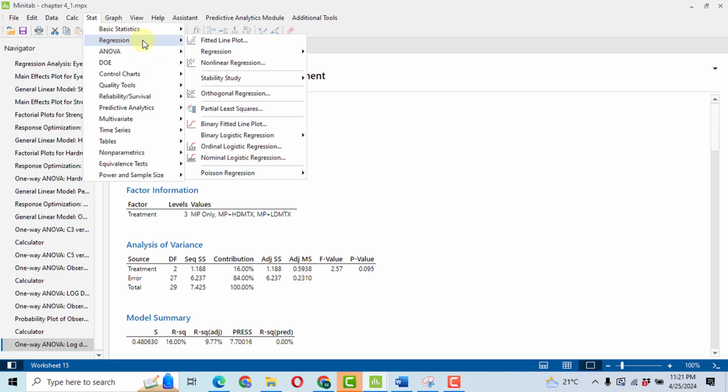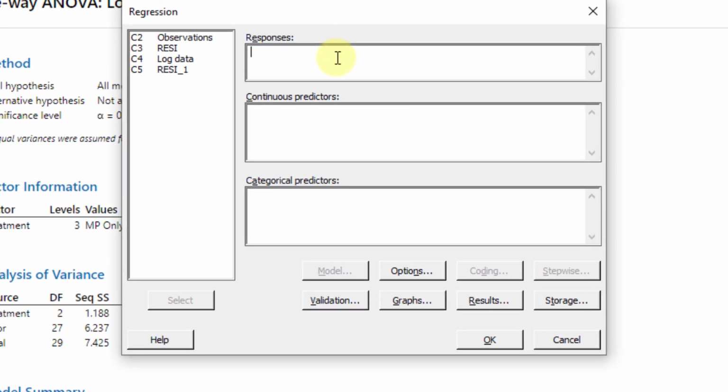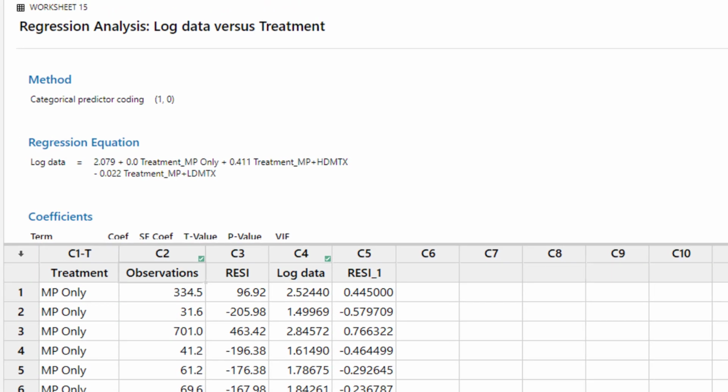click on Stat, Regression, Fit Regression Analysis. Here select your response variable of the log data, because this data is satisfying the assumption. Then instead of the continuous predictor, click on the categorical predictor, and here select the treatment, because my treatments are the 3 categories. Then click OK, and you will get the regression analysis equation.